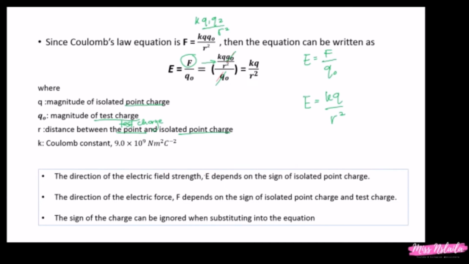So direction of E depends on the sign of point charge only. Direction of F depends on both point charge and test charge Q, also Q0 or Q1 and Q2. The sign of the charge can be ignored when substituting into the equation. Apa-apa equation yang melibatkan equation vector, so magnitude dia kita gunakan equation, direction dia kita tengok kepada sign. So nanti dalam equation untuk force, untuk electric field strength, do not substitute the negative sign into the equation.